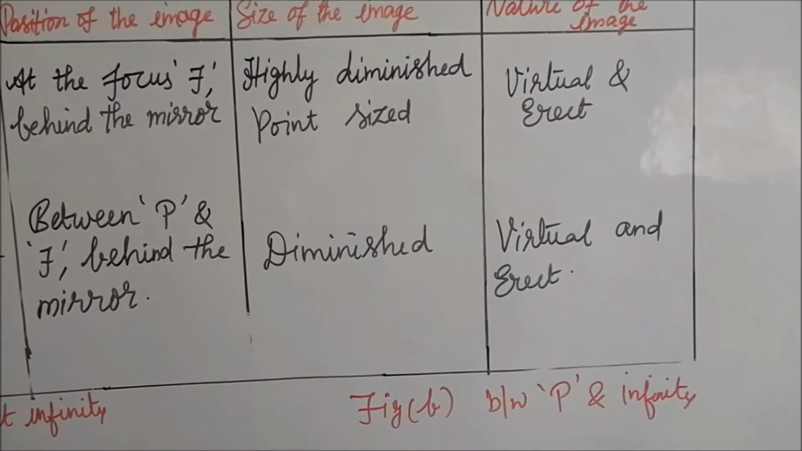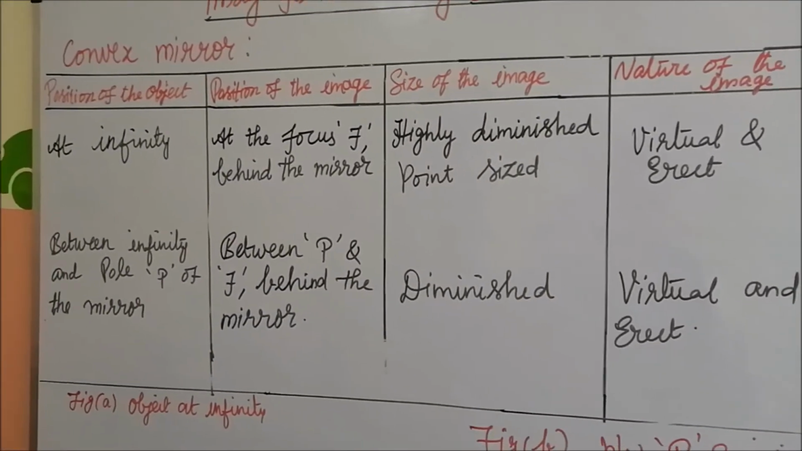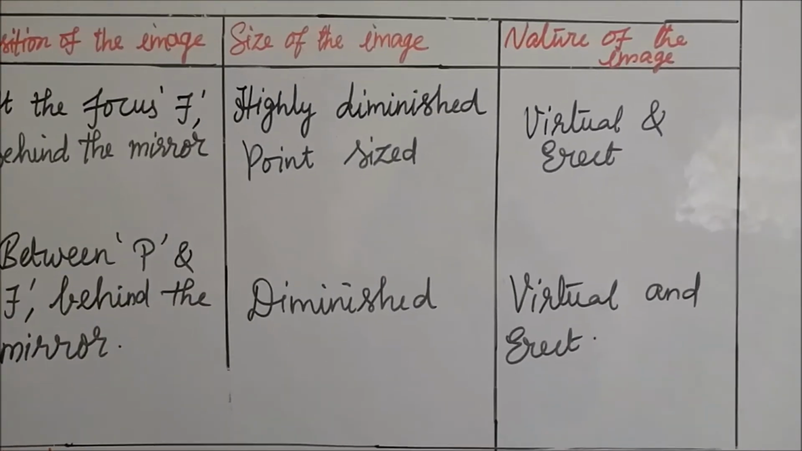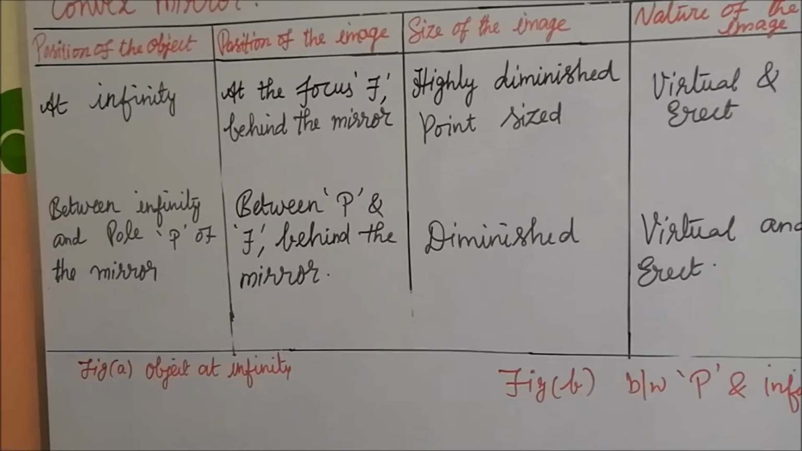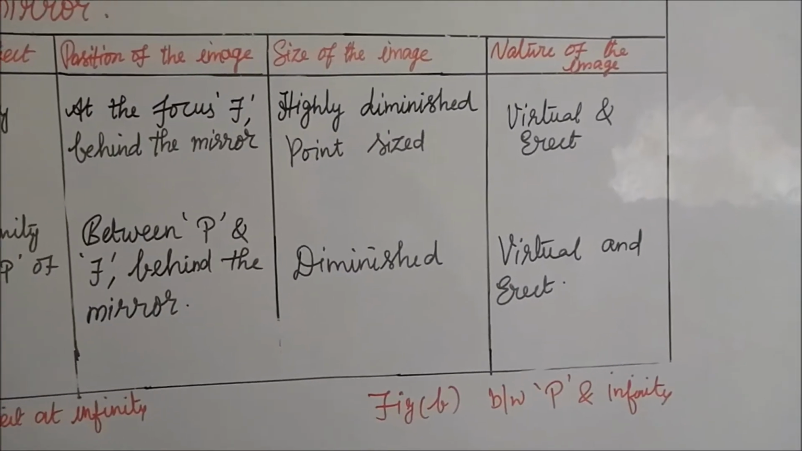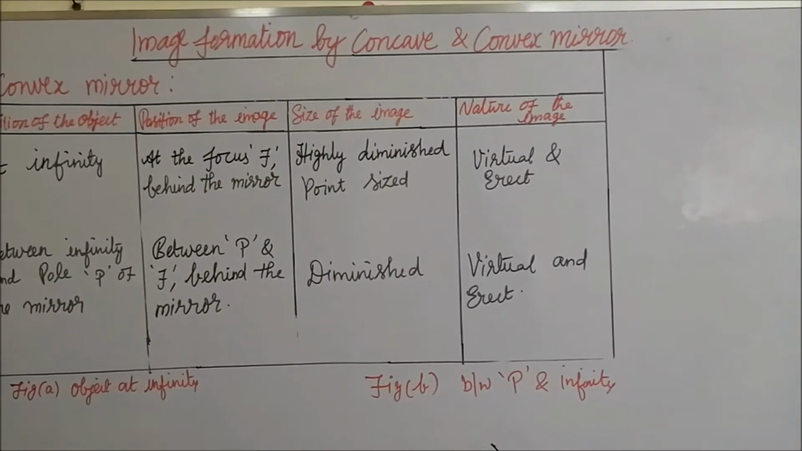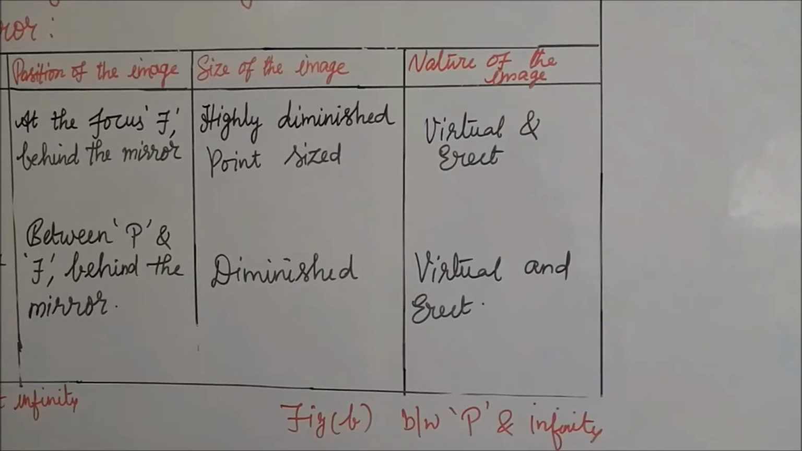In both the cases, the size of the image is diminished. For the first case, that is the object at infinity, the size of the image is highly diminished and point sized. For case 2, the size of the image is diminished. In the case of convex mirror, the nature of the image is always virtual and erect.